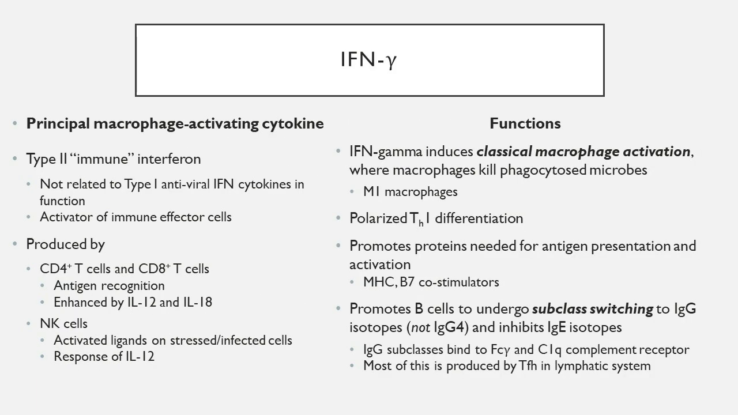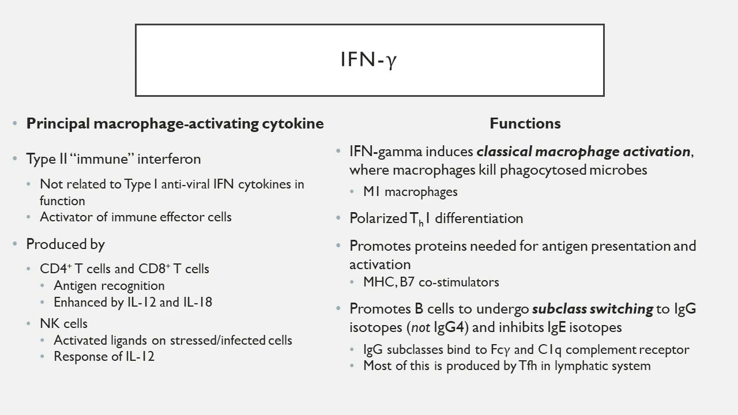So for that reason, I want to talk about IFN gamma a little bit more in detail. Now, IFN gamma is the principal macrophage-acting cytokine. As we're going to learn, this particular subset is going to be associated with macrophages, and this is the way that they communicate with macrophages, through IFN gamma. IFN gamma itself is a type 2 immune interferon. That's in contrast to the type 1 antiviral IFN cytokines that share the name interferon. But I want to make sure we're not confused. This has nothing to do with viruses. It doesn't interfere with viral replication, which is how I think of these cytokines getting their name.